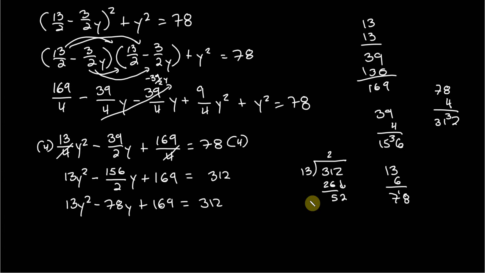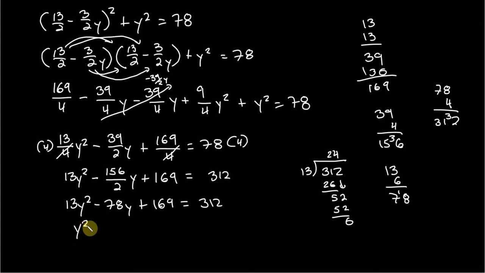13 times 3 is 39, and then we add 13, that's 52. So 52 divided by 13 is 4, and we have no remainder because 4 times 13 is 52. So it's going to equal 24. So this entire thing is in fact divisible by 13.